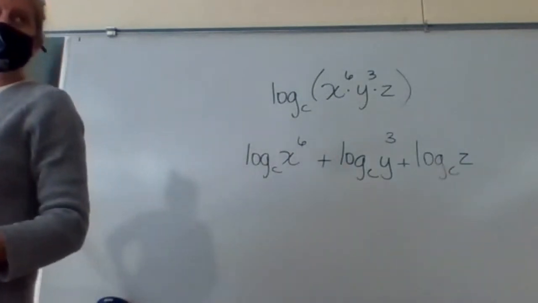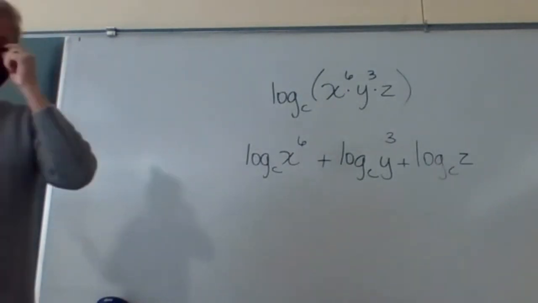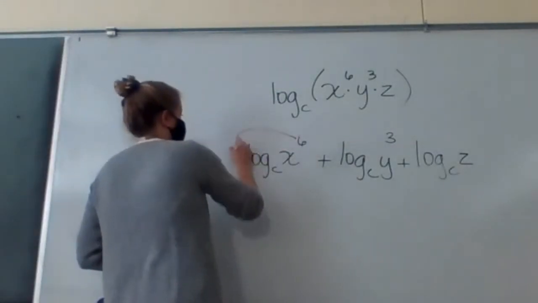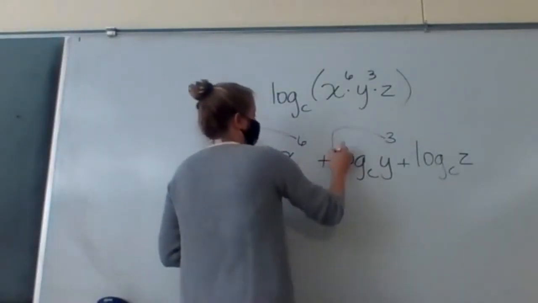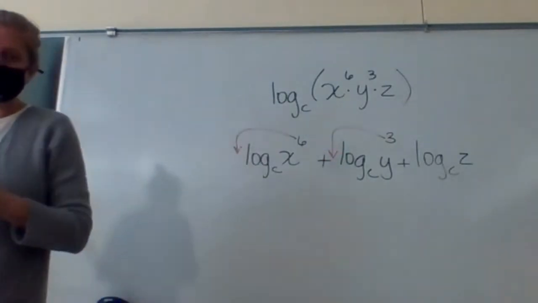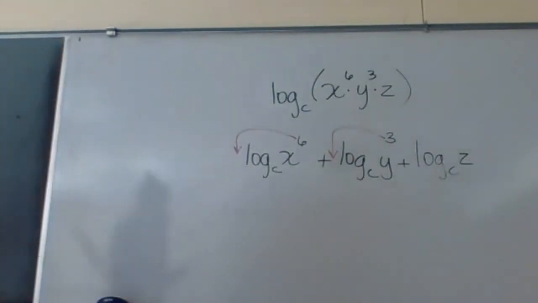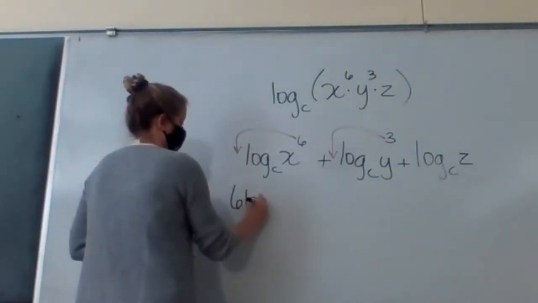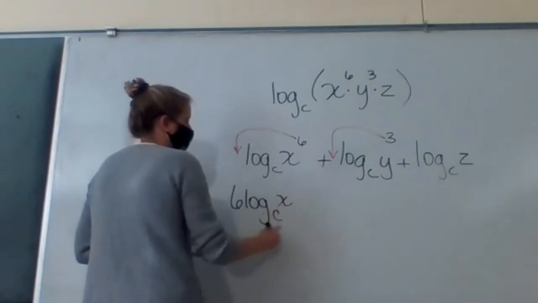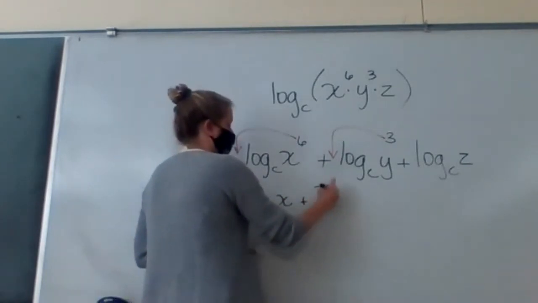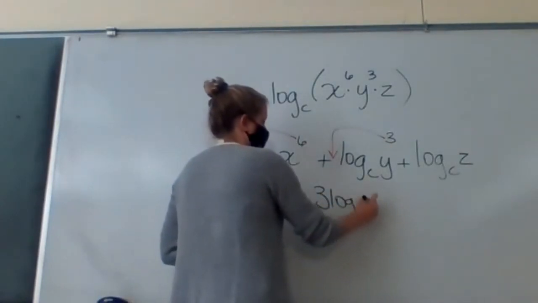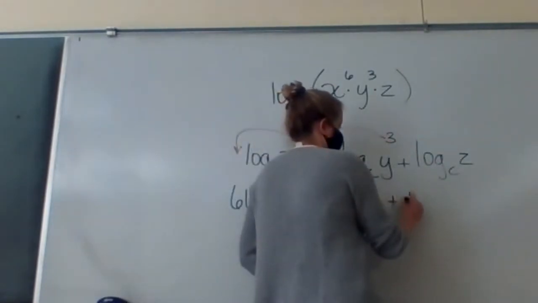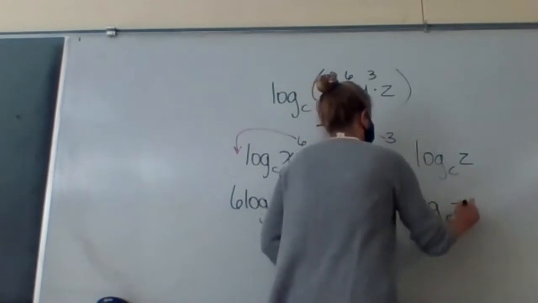Now, you can't leave logarithms like this with those exponents, which means what happens to each one of these exponents? They will come down as a product in front of those logarithms. So let's see, the 6 will come down. So I have 6 log base c of x plus 3 log base c of y. And then this one didn't have an exponent, so plus log base c of z.